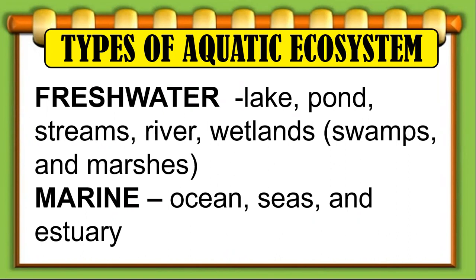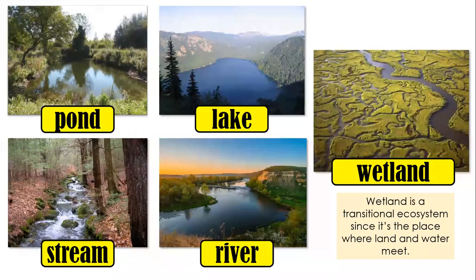Now, let us orient ourselves regarding the different types of freshwater and marine environment so that whenever we see one in real life we will be able to recognize them. So we have here the different aquatic environments wherein we can find aquatic ecosystems. We have freshwater, we have pond, we have lake, stream, and river. If you can see, pond is much smaller than lake, and a stream is much smaller than river. We have wetlands. Wetlands are marshes and swamps.